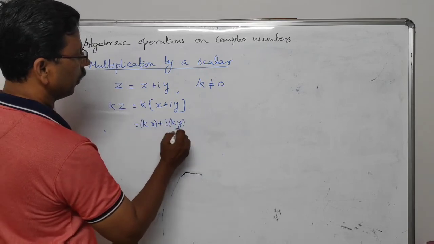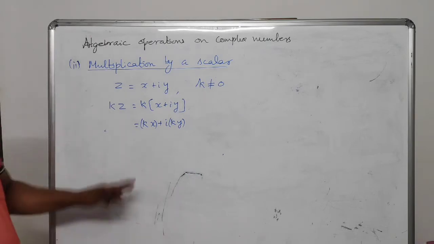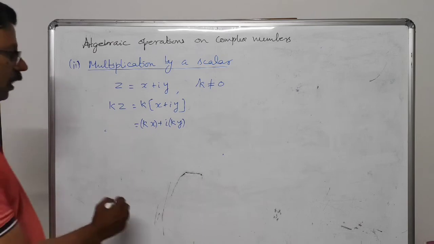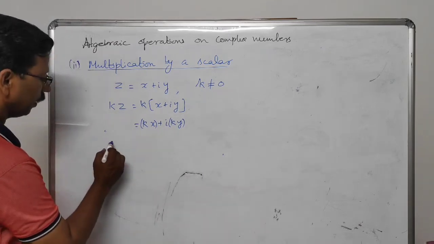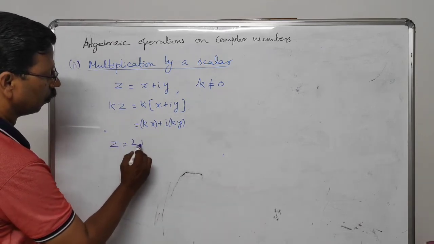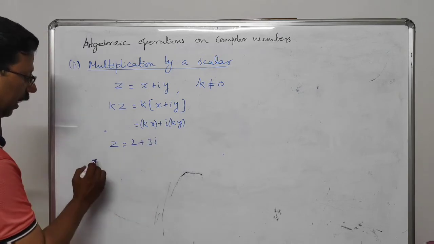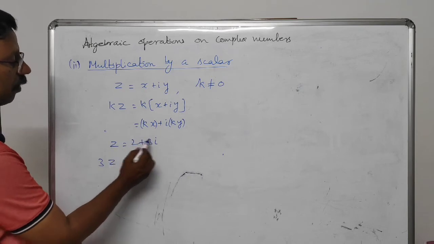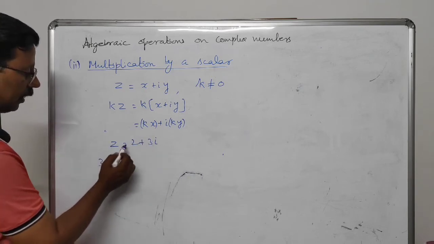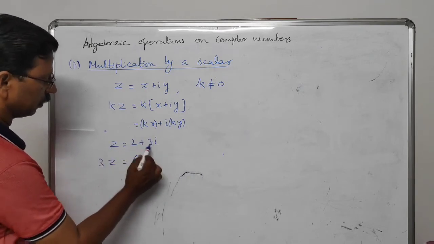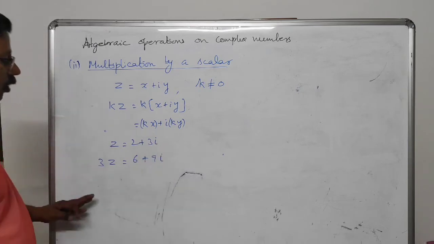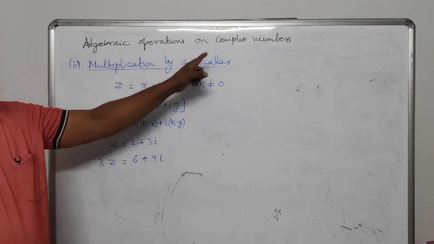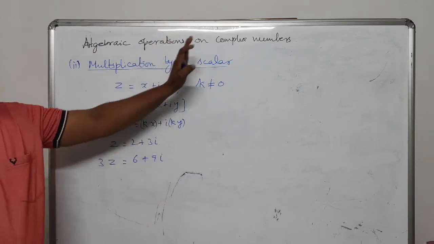Now likewise we can find out the multiplication of a complex number by a non-zero scalar. For example, suppose you want to take z is equal to 2 plus 3i. Want to find 3z, that means you have to multiply each and every part of z by 3, that is 3 2s are 6 plus 3 3s are 9. Likewise we can find out. Now this is called multiplication of a complex number by a scalar.